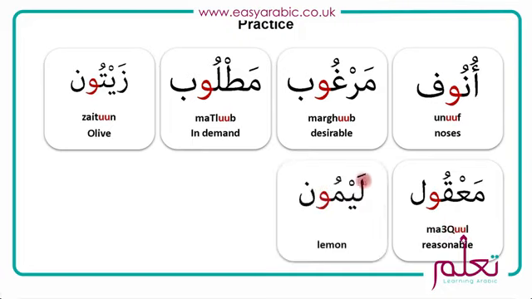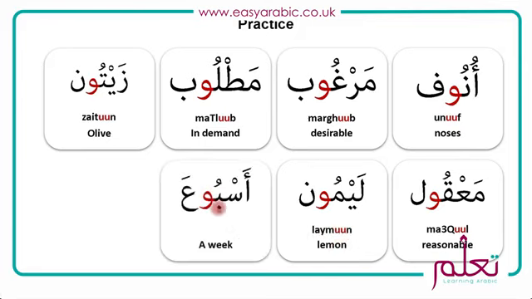Next one is lam with the fatha with la, and then the ya with the sukoon, so another diphthong, lay, and then meme with the dhamma, laymoon, which is lemon. Then we have alif with the fatha, the sin with the sukoon is as, and the ba with the dhamma, asbu, wow, asbu, and the ayn with the fatha, asbu'a, which is a week.